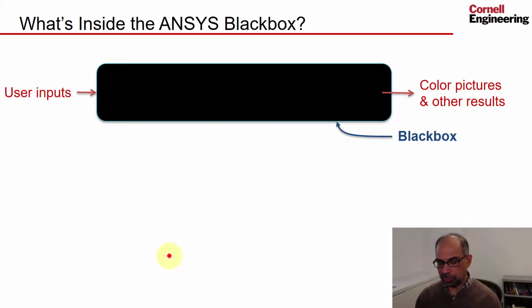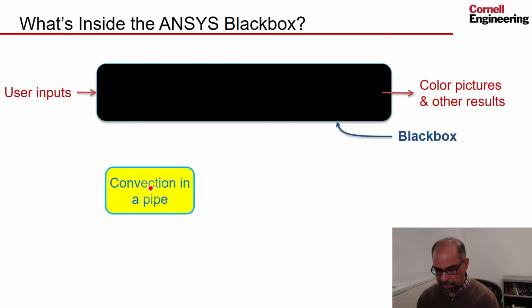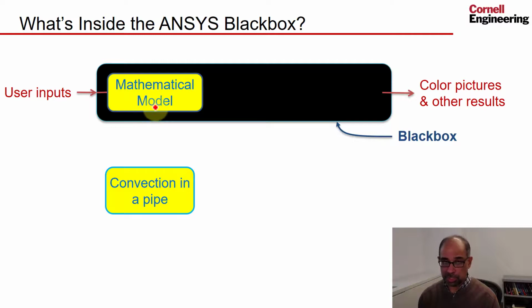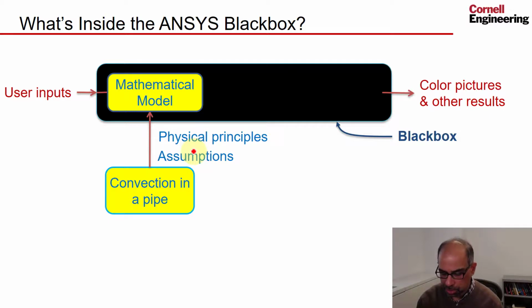And so before getting into the ANSYS black box, let's think about what's inside the ANSYS black box as we solve our convection in a pipe problem. Now we'll give it user inputs and turn the crank and get our color pictures and other results, the usual black box framework that I've used in other modules. So you might be familiar with this. And so based on the user inputs, ANSYS figures out what's the mathematical model we want to solve. And that mathematical model is constructed from a physical problem based on some physical principles and assumptions. So the first thing before getting into the black box is to think about what is the mathematical model. So that's the first thing I'll do.